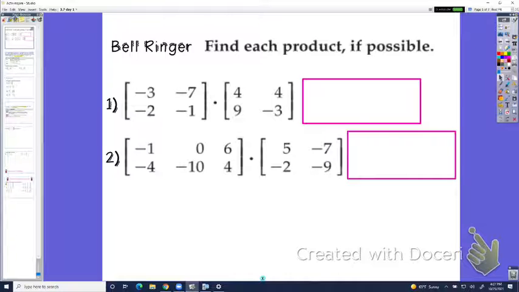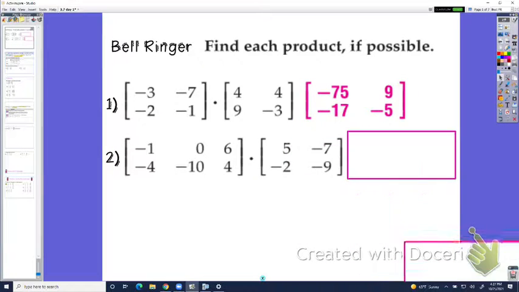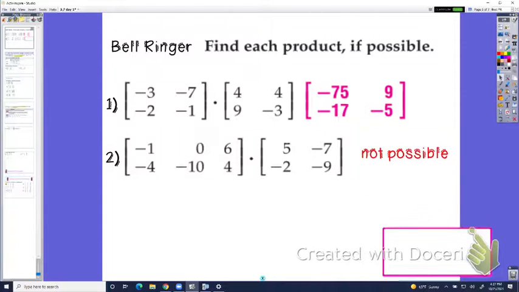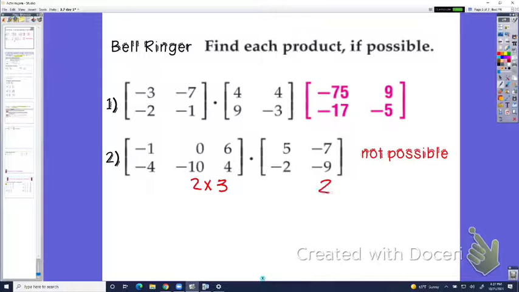Okay, so these should be your answers to these two. The second one is not possible. Remember, the inner dimensions need to match. So this first one is a 2 by 3 matrix, 2 rows, 3 columns. The second one is a 2 by 2. So your inner dimensions do not match, so you cannot multiply the second one.